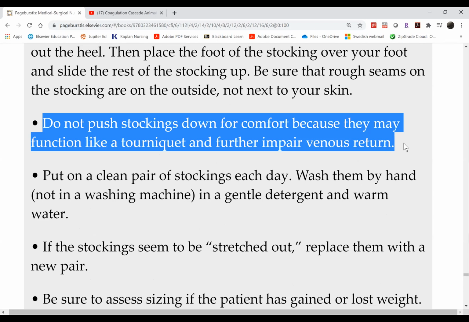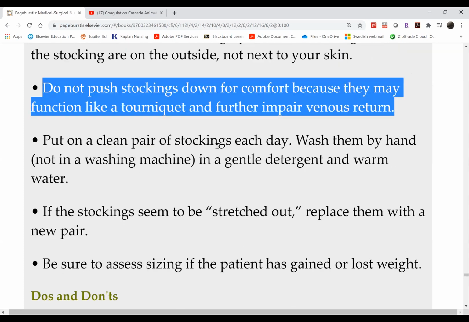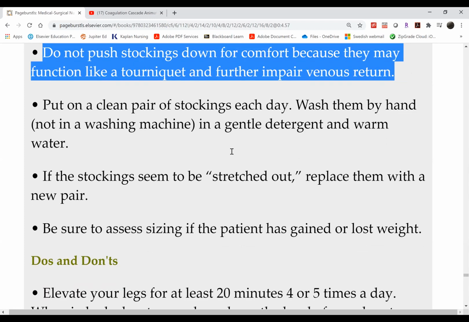So you'll have bunched up areas. You know what I mean, right? It'll make your legs look like sausage. Right? So don't do that. They should be put on one time and then you take them off at the end of the day.